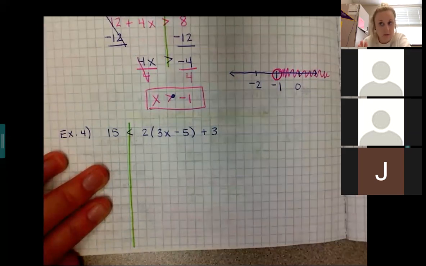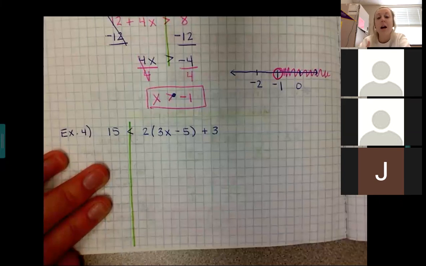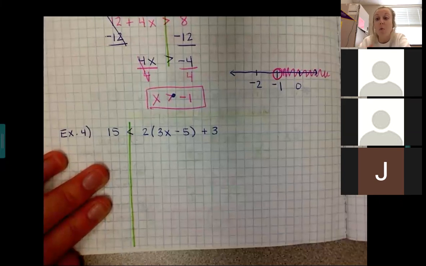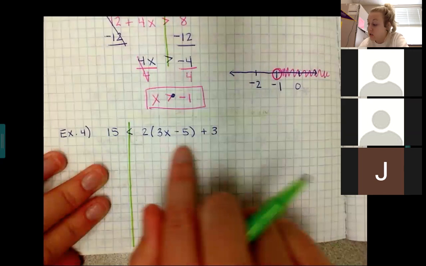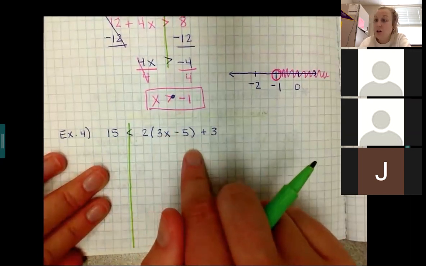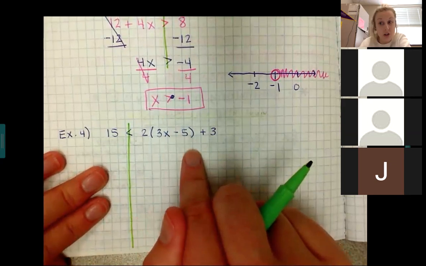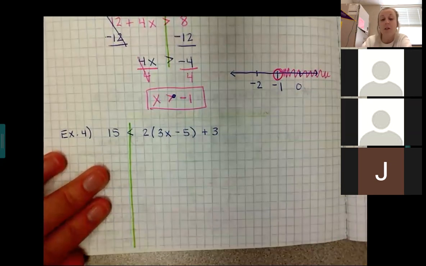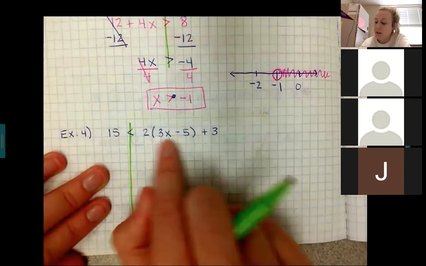Okay, good. Normally you would try to cover the variable. We can't do that because do y'all see these pesky parentheses up in here? You have to get rid of the parentheses first, and then you'll be able to cover the x, okay? So how do I get rid of these parentheses?